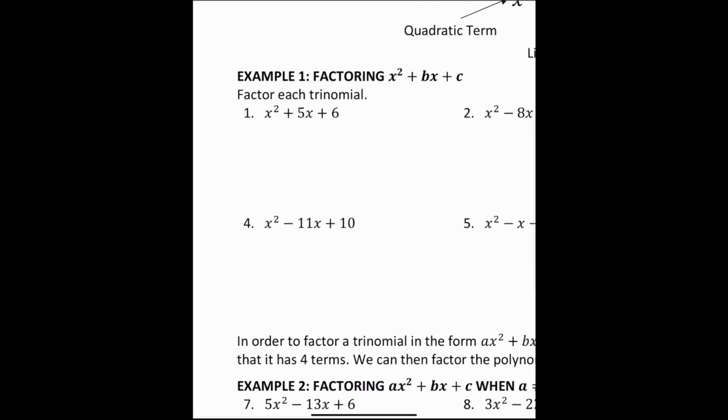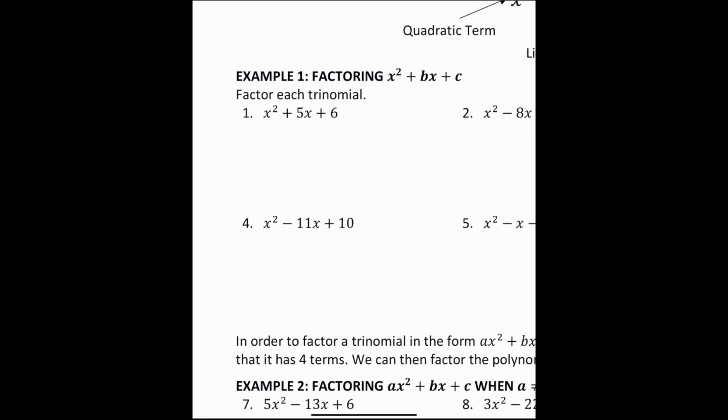Let's take a look at number 1. x squared plus 5x plus 6. One thing that I always like to do is figure out what my A, B, and C values are. So here's A, here's B, and here's C. The A value in this case, of course, is 1. Our B value is positive 5, and our C value is 6.